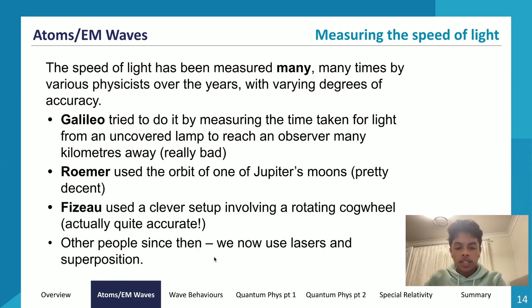And other people since then have also had experiments to measure the speed of light, but the four that I just mentioned are the major ones that you'll be covering in the module 7 physics module. Right now, for contemporary methods, we use lasers and superposition to calculate the speed of light. So now we use machinery like oscilloscopes and stuff to calculate the speed of light. So that is the topic on measuring the speed of light.